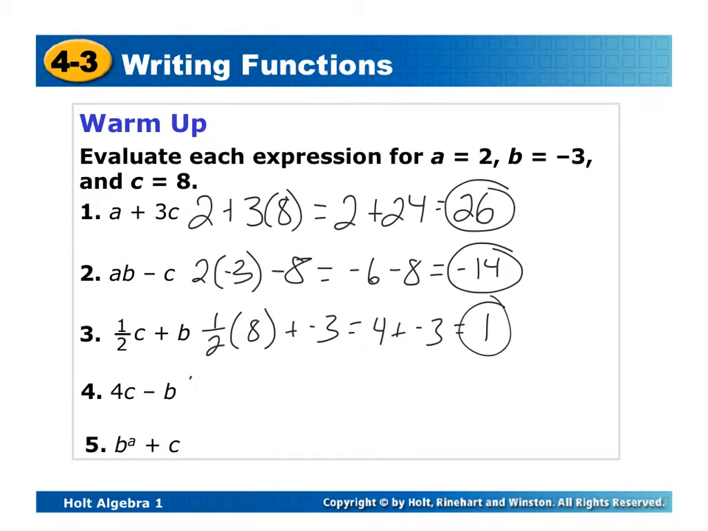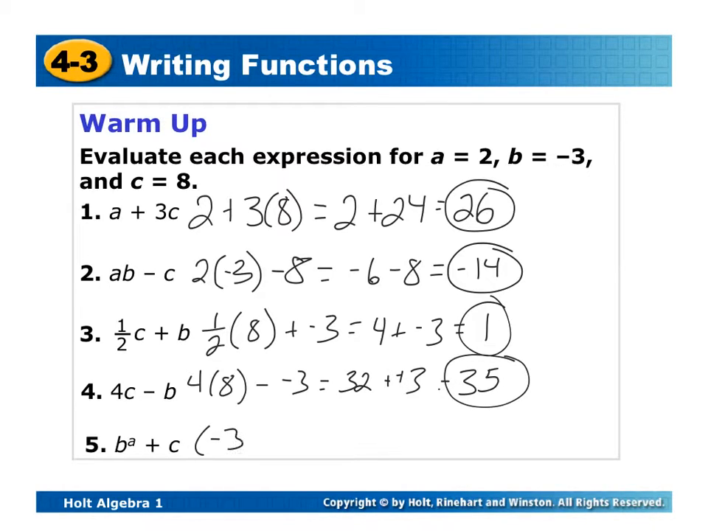On number 4 we have 4 times 8 minus -3, which is the same as 32 minus -3, or plus a positive, which gives us 35. And then on our last one we have -3 to the second power plus 8, which is going to give us 9 plus 8, which is 17.